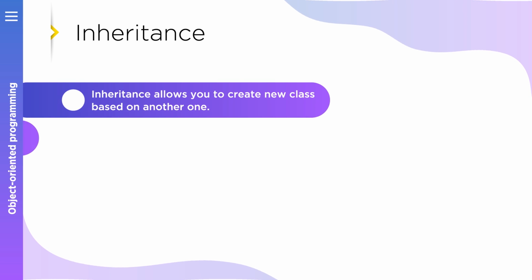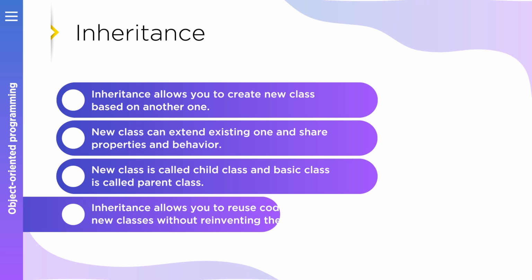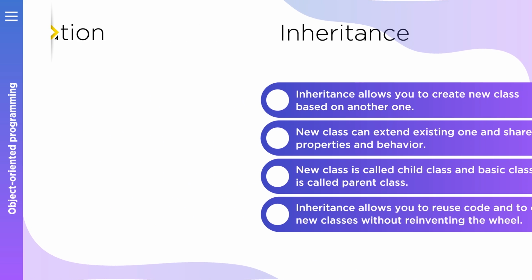Inheritance allows you to create a new class based on another one. The new class can extend the existing one and share properties and behavior. The new class is called the child class and the basic class is called the parent class. Inheritance allows you to reuse code and to create new classes without reinventing the wheel.